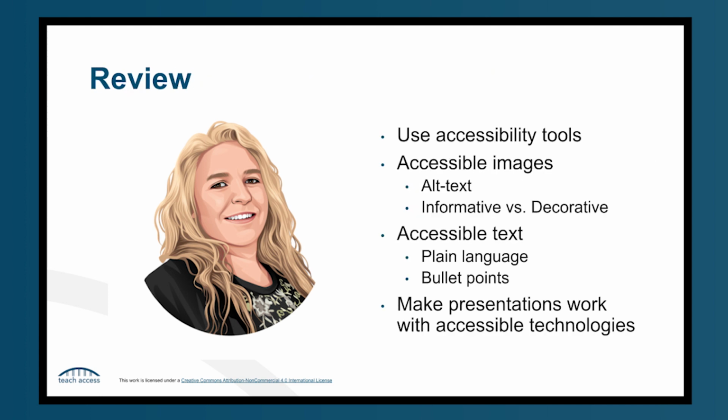Here's a quick review of what you've learned in this presentation. Use the accessibility tools provided in PowerPoint to make sure you don't forget anything. Make your images accessible by using alt text to describe what the images depict. Try to use more informative images and fewer decorative images. If you use decorative images, mark them that way under the Accessibility tab in PowerPoint. Keep your text accessible by using plain language and tight bullet points. And finally, follow the guidelines to make your presentations work with accessible technologies.